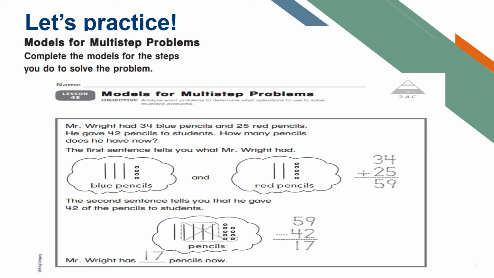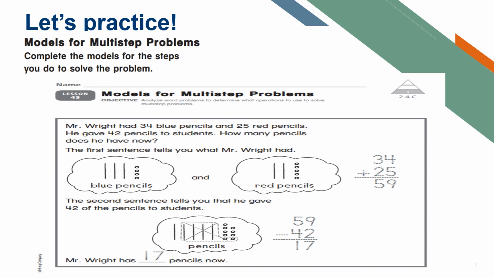Mr. Wright had 34 pencils and 25 red pencils. He gave 42 pencils to students. How many pencils does he have now? The first sentence tells you what Mr. Wright had. So we know Mr. Wright had 34 pencils. So I can go ahead and count 10, 20, 30, 1, 2, 3, 4. 34 and 25 red pencils. So that's 10, 20, 21, 22, 23, 24, 25. So we know that's how many pencils he had. So we needed to add 34 plus 25. So 4 plus 5 gives me 9.